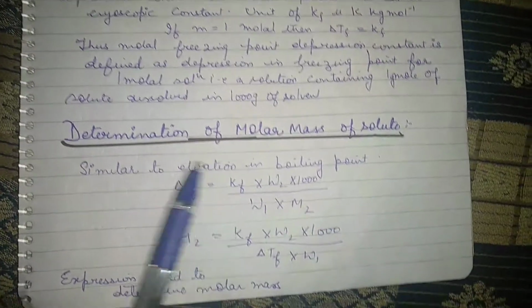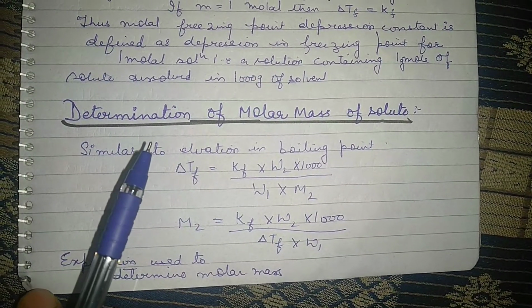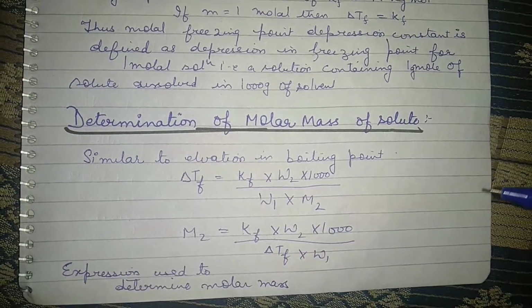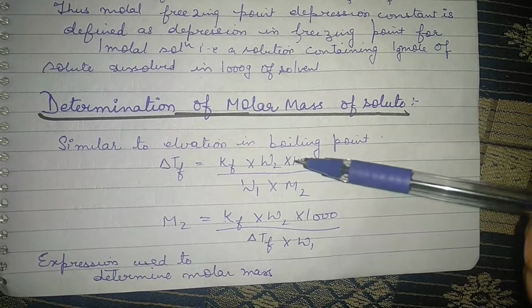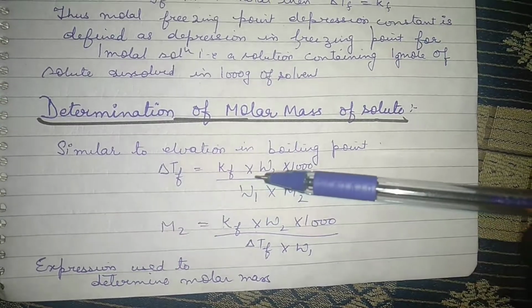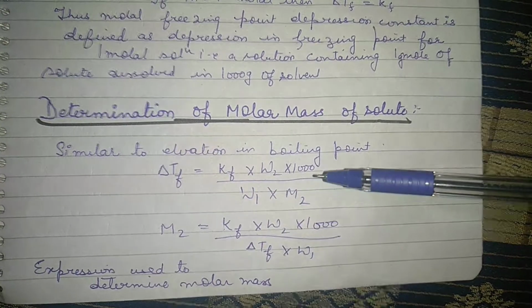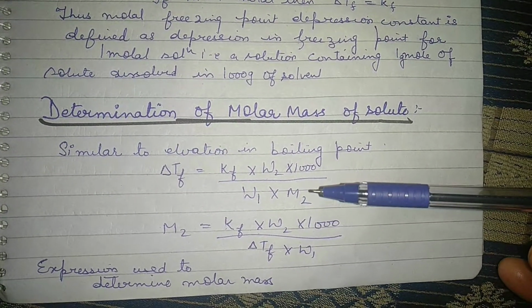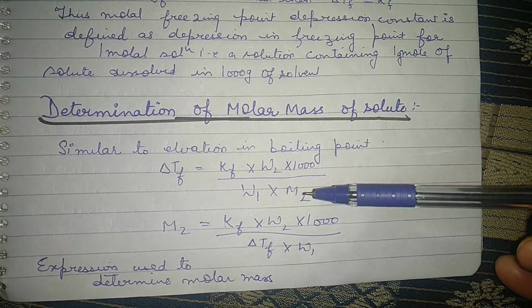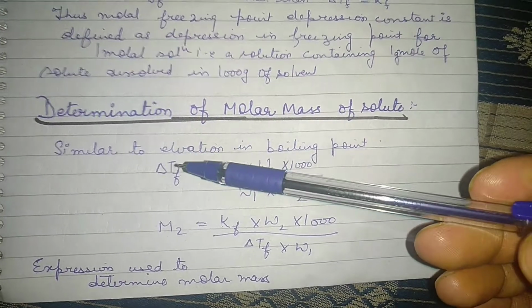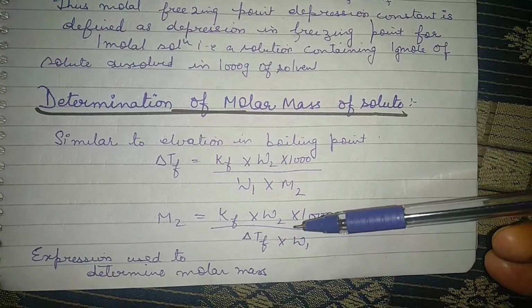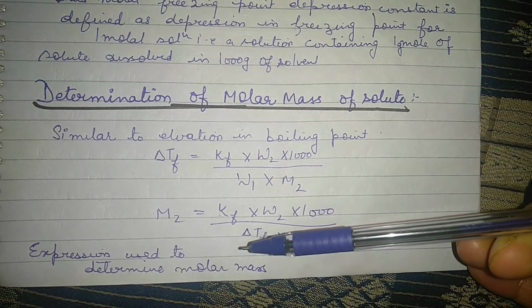Now coming on to the last point of today's video, that is the determination of the molar mass of a solute. Here we can see this is the equation: delta TF is equal to Kf into W2 into 1000 upon W1 into M2. If we have to find out M2, then M2 comes over here and delta TF comes to the denominator, and this is the expression to determine the molar mass.